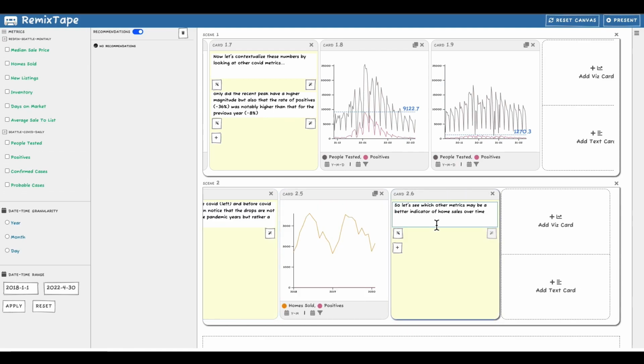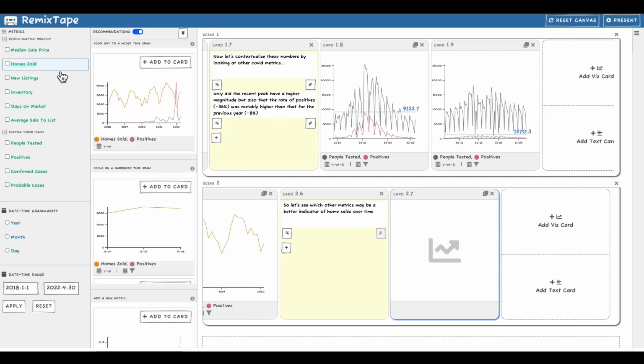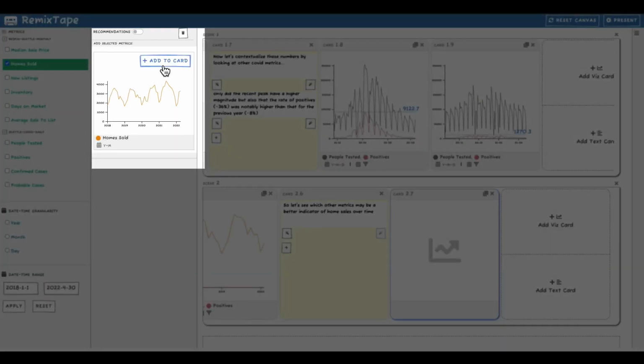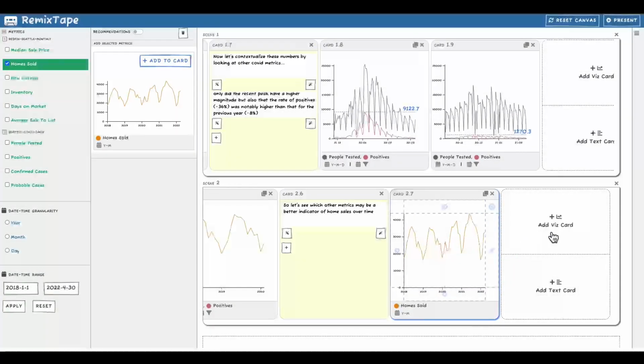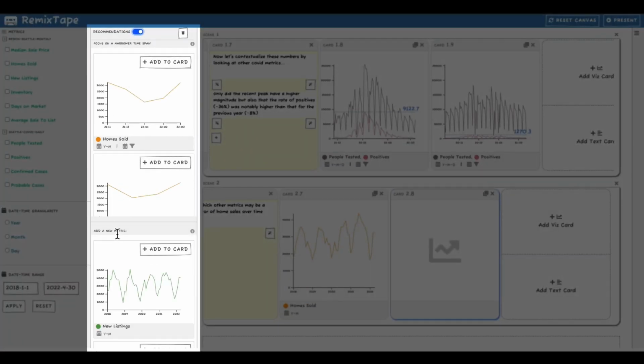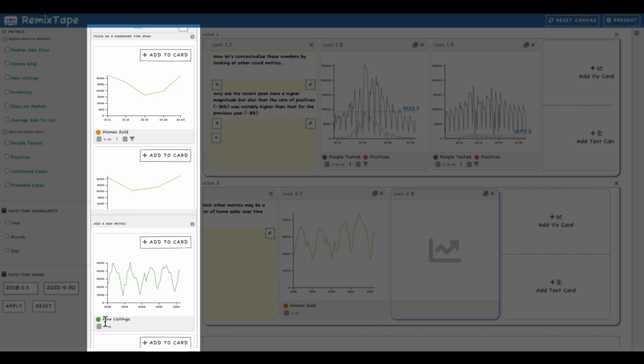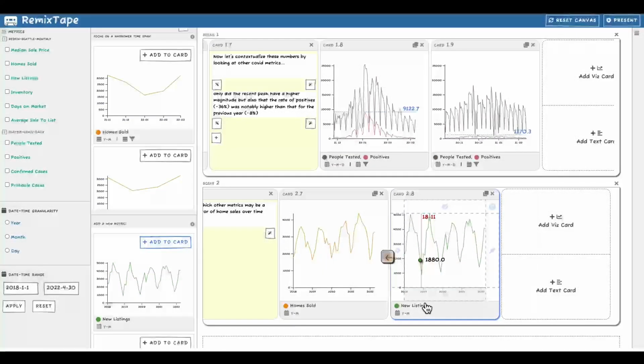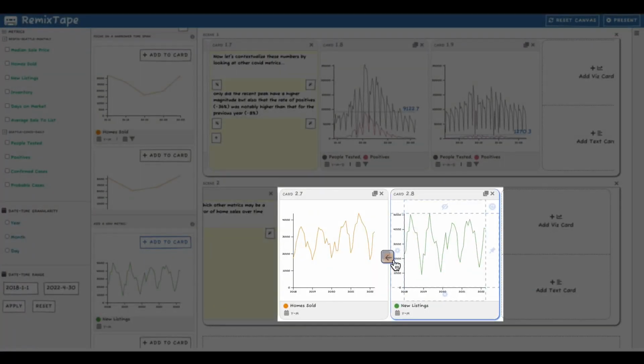To this end, we add a viz card displaying the homes sold metric and use RemixTape's recommendation for subsequent cards to include related metrics. The new listings metric has a very similar pattern to the homes sold metric. So we add this to the canvas and merge the cards, indicating in a text card that the number of home sales closely follows the number of new listings.